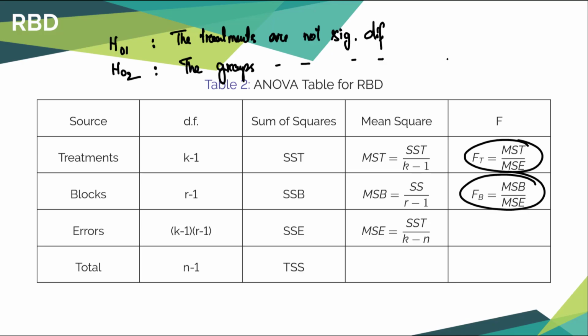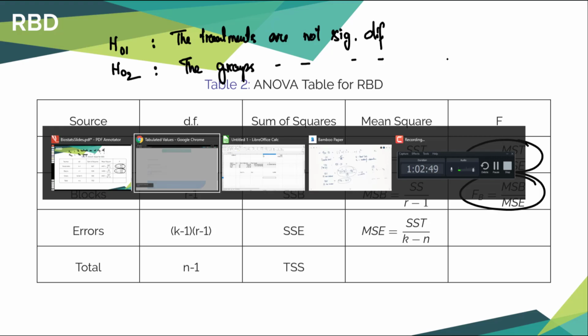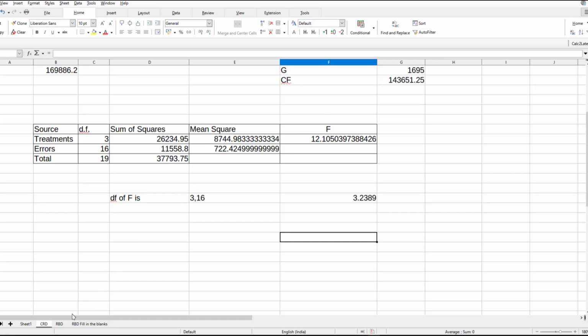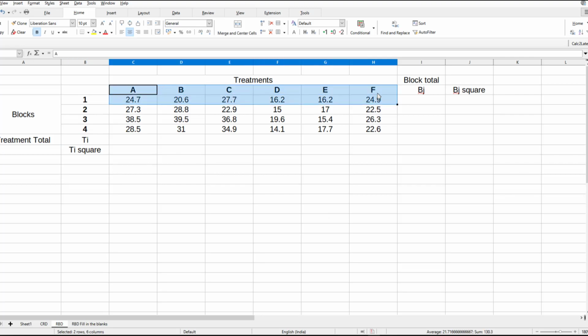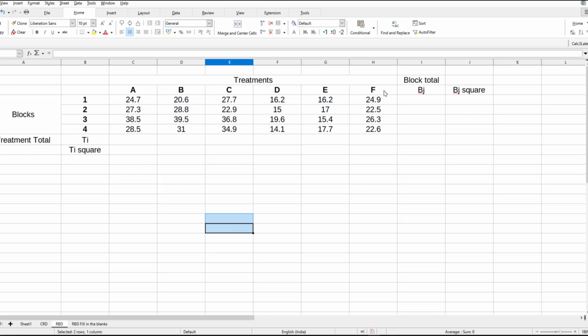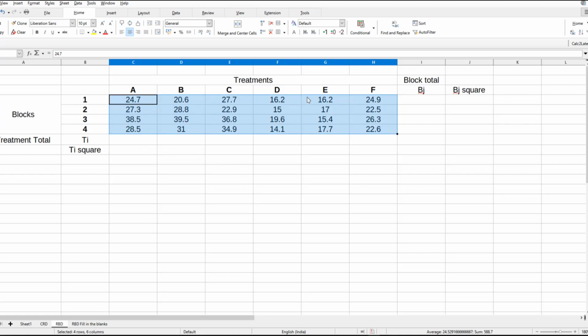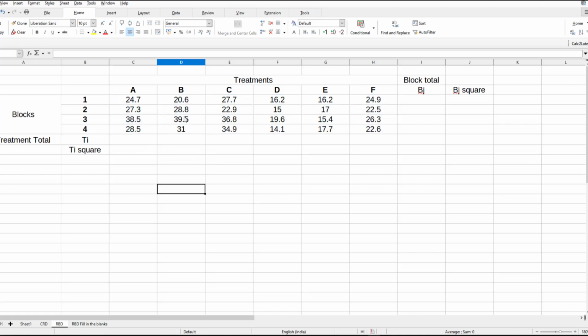So let me go back and explain this process using an example, right? This is an example of RBD. We have four blocks, 1, 2, 3, 4, and we have 6 treatments, A up to F, and the values are nothing but yields. So the yields under every block and every treatment are given.